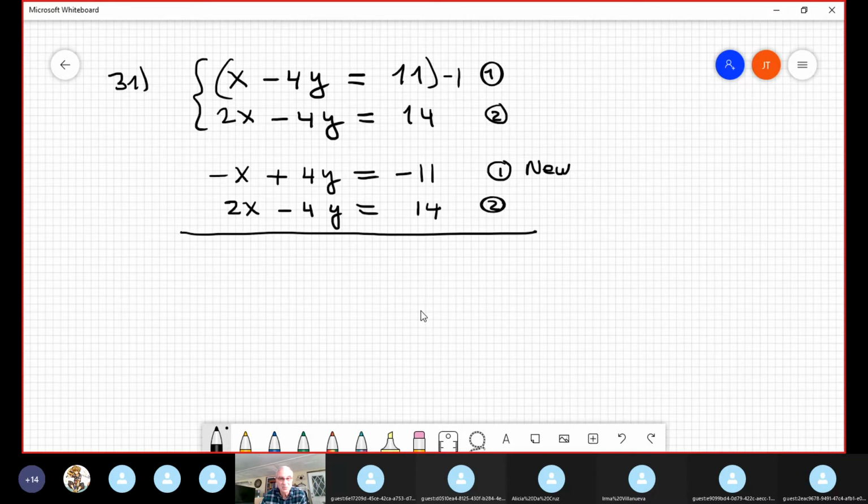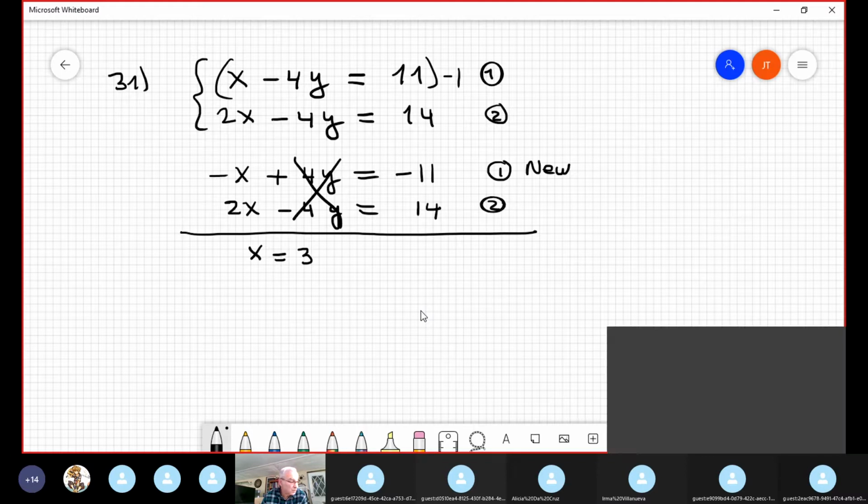Remember, you work by column. 2x minus 1x is 1x. This is gone, cancel out. And this is x equals 3, no? 14 minus 11 is 3. Wow, it's easy. Okay, x equals 3. Very easy.